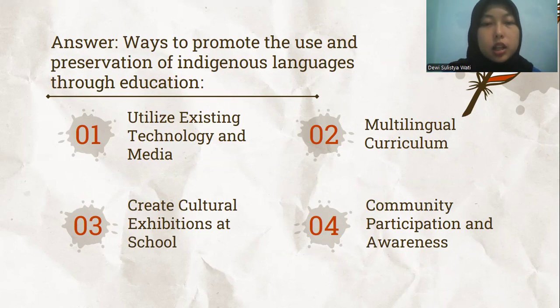And the third is to create cultural exhibitions at school. Every indigenous language is different from another, including culture. Therefore, create a cultural exhibition with each student representing their cultural customs. And the last is community participation and awareness. For example, by establishing schools that focus on indigenous language and culture education, as well as organizing events such as cultural exchanges to promote the appreciation of indigenous languages.